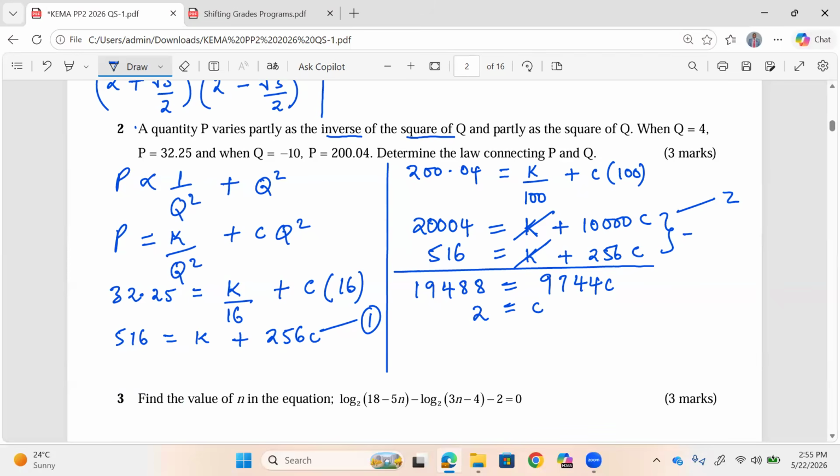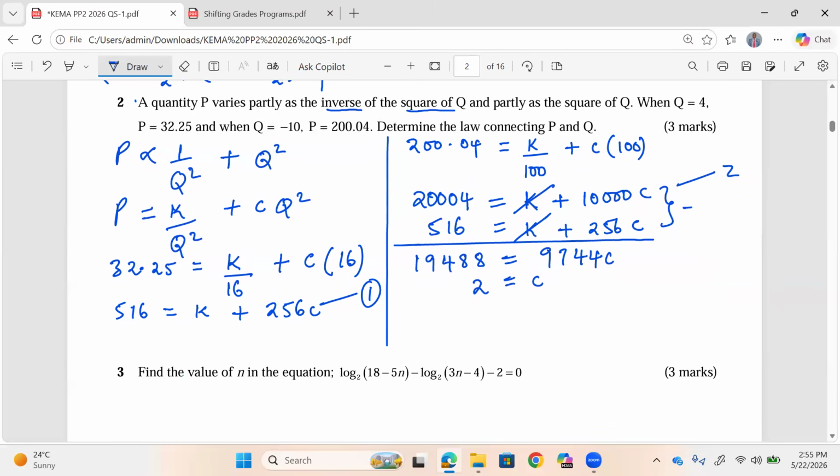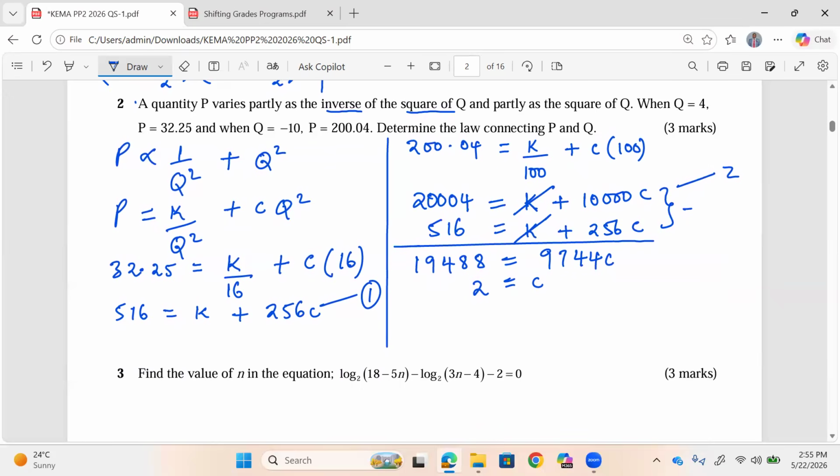So the value of C is 2. If the value of C is 2, then I can proceed and talk about the value of K now from any of the equations. We use this one, then we can say 516 equals K unknown plus 256, the value of C, which is 2. We can remain with K by talking about 516 minus 256 multiplied by 2. This gives us exactly 4.